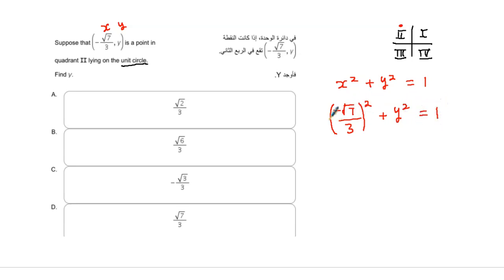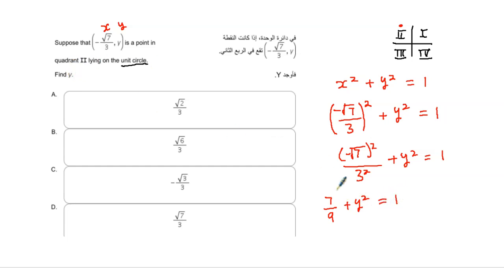Let me expand this one. When you split this, it's going to be (negative √7)² over 3². It's one of the properties of exponents; the exponent falls on each of them. Plus y² = 1. Here, when we square, a negative times a negative becomes positive, so the whole of this is going to turn positive. And when you square a square root, it goes away. So we're going to get 7 over 9 plus y² = 1.